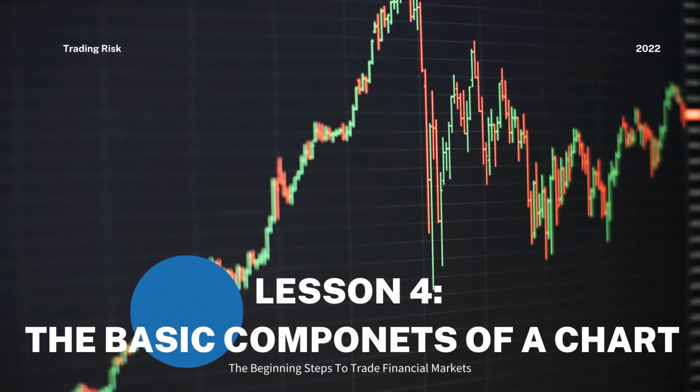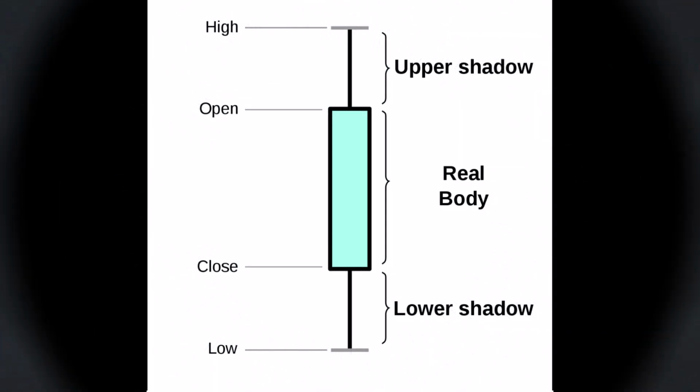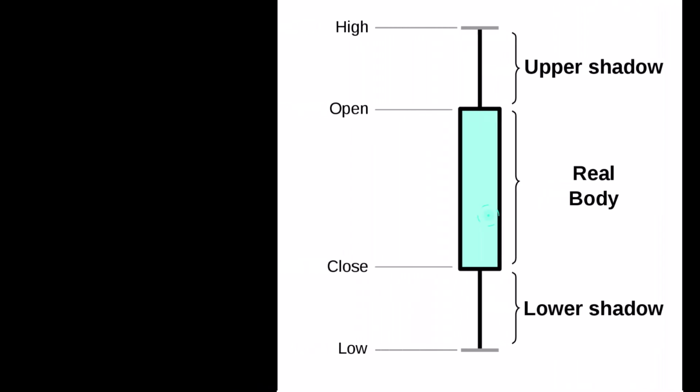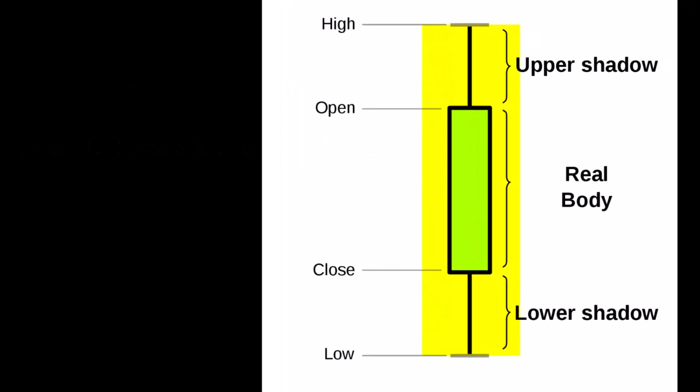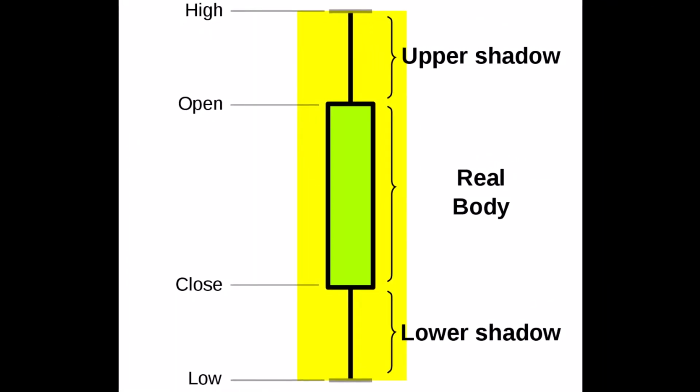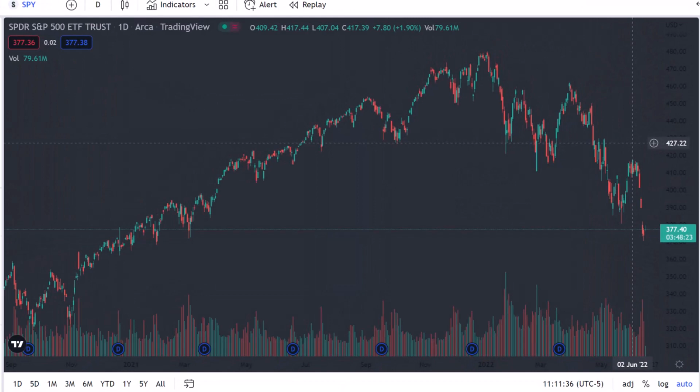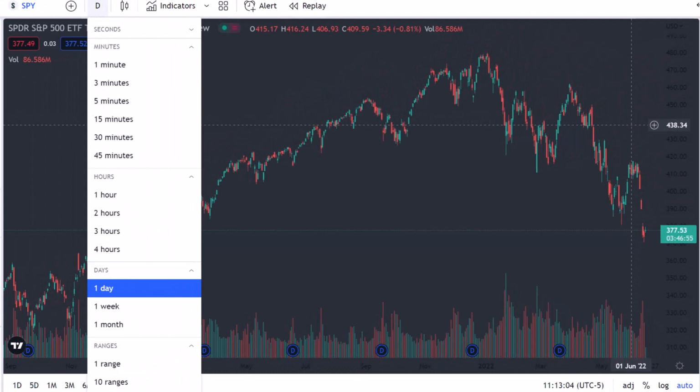Lesson 4. The basic components of a Japanese candlestick chart. Now, as you can see here, this is what is referred to as a candlestick or a Japanese candlestick. It is used to depict price movement during a certain time period. Now, the most commonly used Japanese candlestick time period is the day chart, but there are many different time frames, all the way down to the 1 second, that we can encapsulate this data.